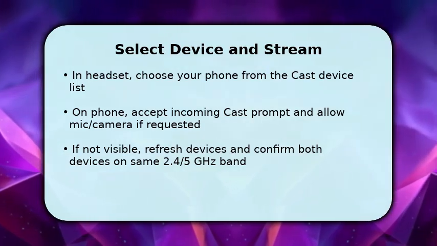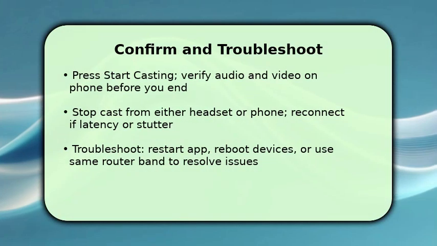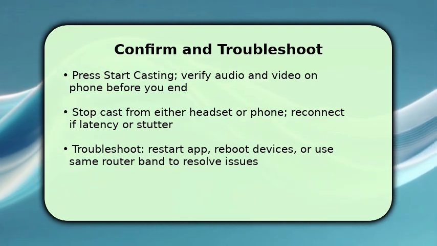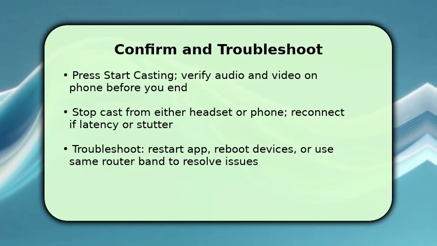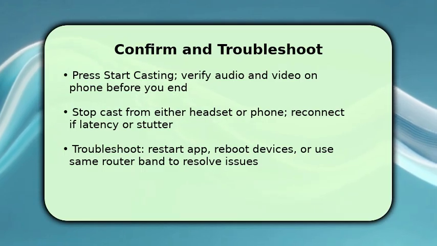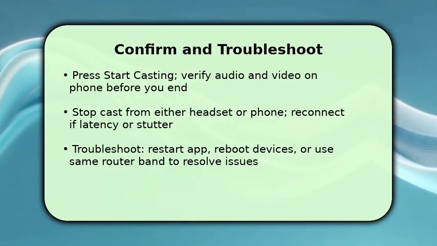Since multicast discovery can be blocked by some routers, you finish by starting the cast and verifying the stream quality on your phone. Press Start Casting in the app or headset and check that both video and audio appear. Adjust volume or headset mic settings if needed. When done, stop the cast from either device.